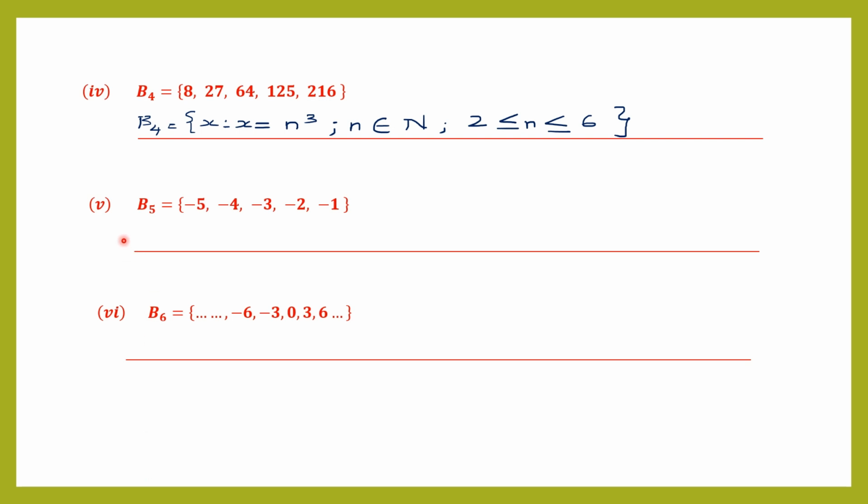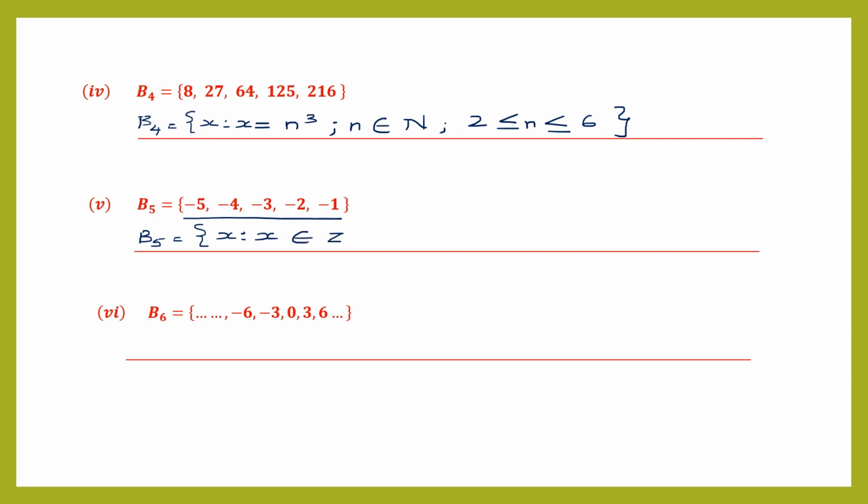Question 5, B5. What are the elements? Minus 5, minus 4, minus 3, minus 2 and minus 1. So let's write that first. So set B5 is equal to, put your curly brackets, x is such that x. Now what is x? As you can see, they're all negative numbers. That means they are integers. So you can say x belongs to integers.